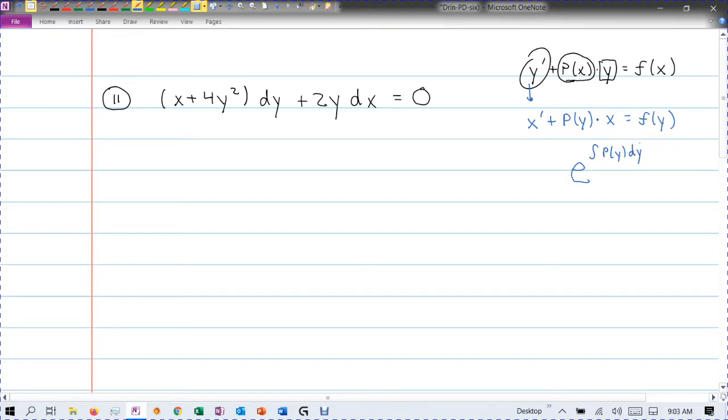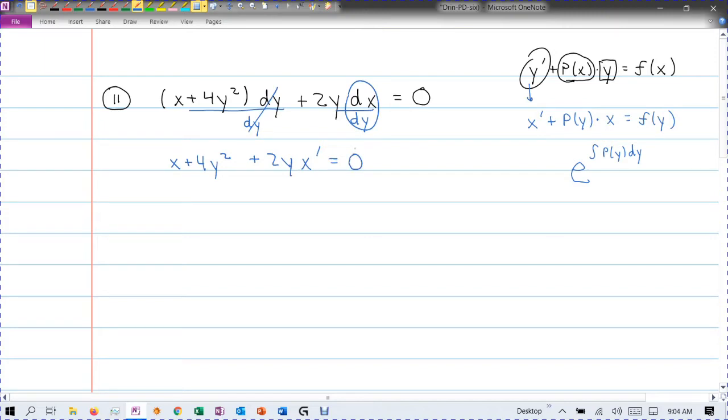So let's try and get an x prime. We're going to divide everything through by, sorry, I did that wrong. Yeah, dy. Divide this through by dy. This will give us our x prime. So what we'll have is x plus 4y squared, the dy is gone, plus 2y x prime, and then equals 0.